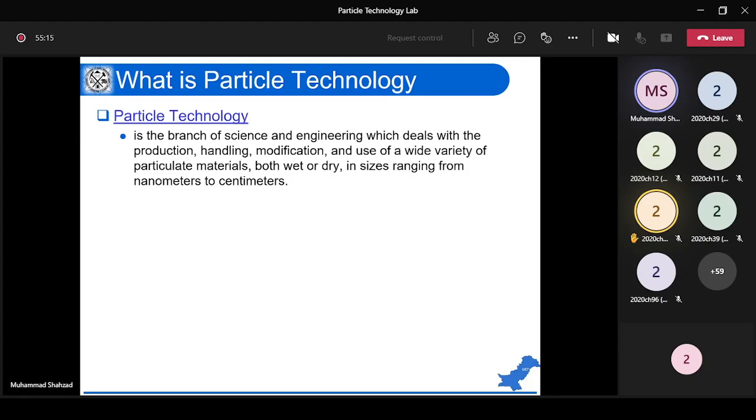Then there comes the modification, right? What is the modification? Can anyone tell me what is the modification?